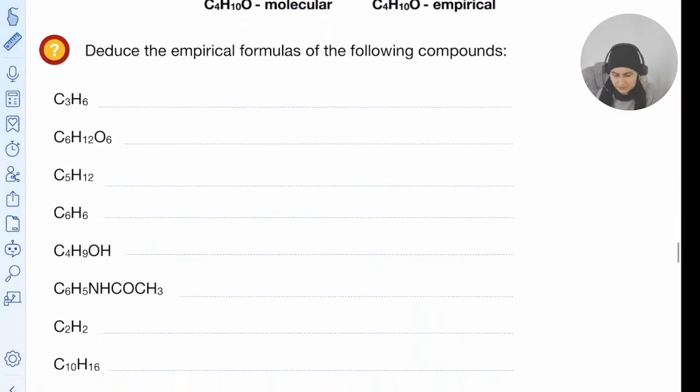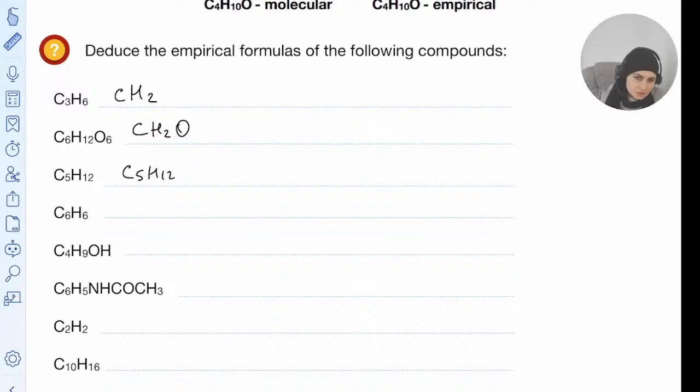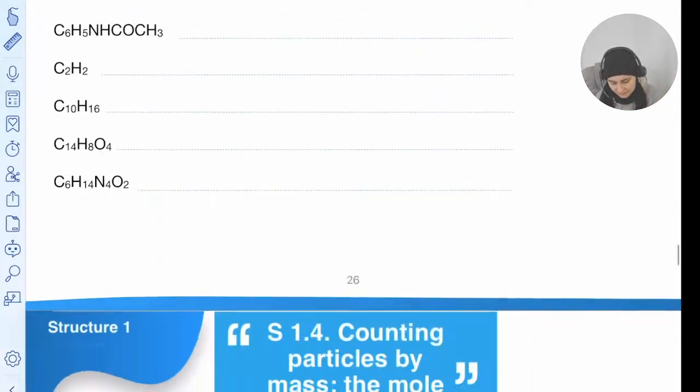A few more examples. So deduce the empirical formulas for the following compounds. C3H6. I'm checking, can I cancel 3 and 6 by some number? Well, I can cancel them out by 3, so 3 divided by 3 is 1, so C1. H, 6 divided by 3 is 2, CH2. C6H12O6. You can divide it by 6, right? So it would be C1H2O1, and so on. For example, C5H12, there is nothing I can do about it. It just stays as C5H12 because there is no other number by which I can divide to get a whole number in both cases, for both C and H.